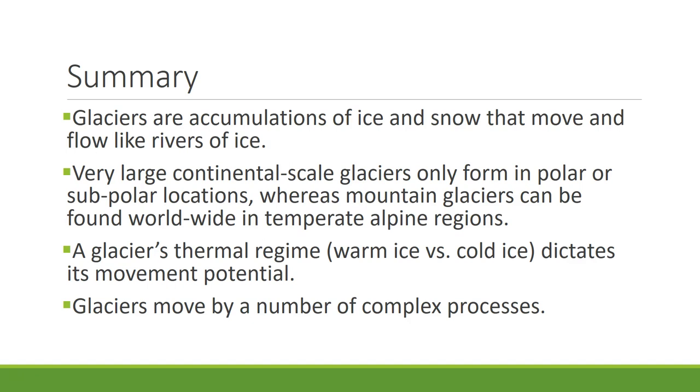Glaciers are accumulations of ice and snow that move and flow like rivers of ice. The very large continental scale glaciers only form in polar or subpolar locations, whereas mountain glaciers can be found worldwide in temperate alpine regions. A glacier's thermal regime, whether it is warm ice or cold ice, dictates its movement potential, and movement of glaciers proceeds by a number of complex processes.